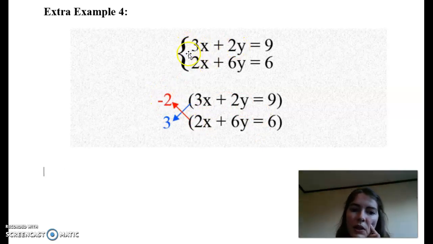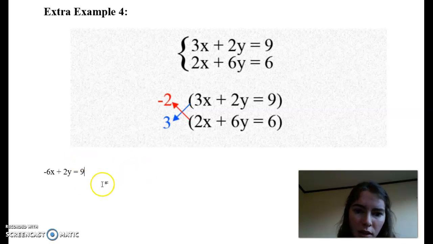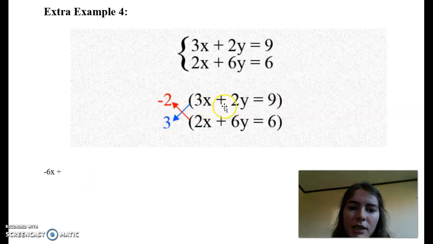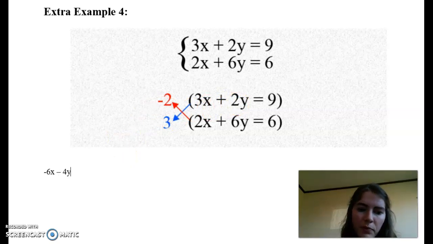Okay, so this doesn't cancel yet, but if we multiply this by a negative 2, we're going to get a negative 6x plus 2y equals... wait, I'm not multiplying it all by a negative 2. That's a little tricky. So negative 6x minus 4y equals 9 times negative 2, which is negative 18.